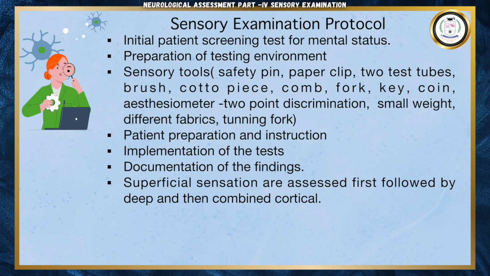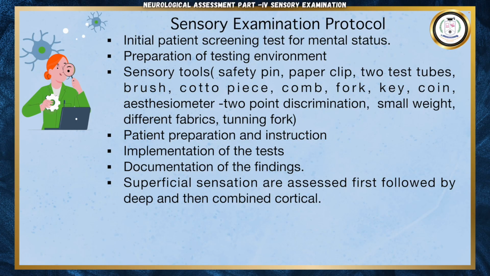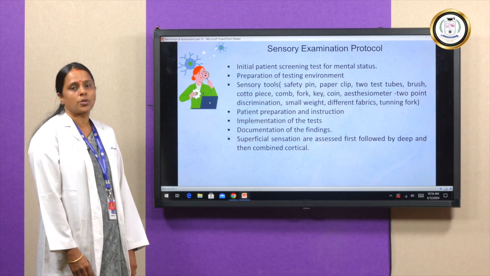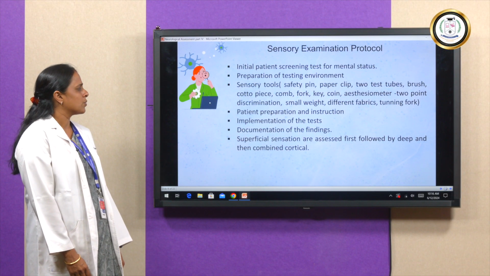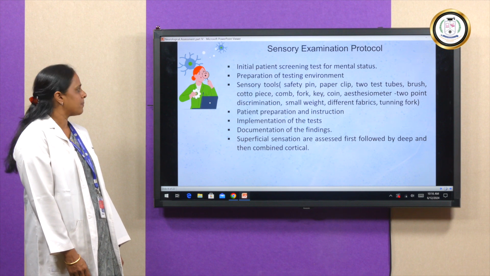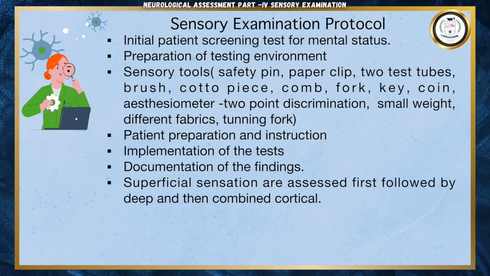Now there is a protocol to be followed for sensory examination. First, the patient has to be screened for the cognitive aspect, the mental status of the patient. Then preparation of the testing environment is very important. A sensory tool kit should be present with each therapist. The tools include items like a safety pin, paper clip, test tubes, brush, cotton piece, comb, key, coins, aesthesiometer, small weights of different sizes, different fabrics, and a tuning fork.